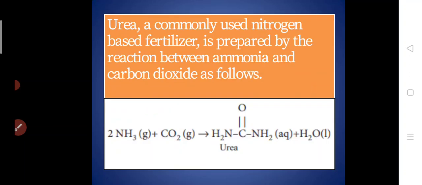Same way, this is a problem question, also very important. I have given this as homework also. Urea, a commonly used nitrogen based fertilizer, is prepared by the reaction between ammonia and carbon dioxide as follows. So this is urea, CONH2NH2. CONH2NH2 is urea. It is prepared by the reaction of 2 moles of ammonia with 1 mole of carbon dioxide to give 1 mole of urea and 1 mole of water.